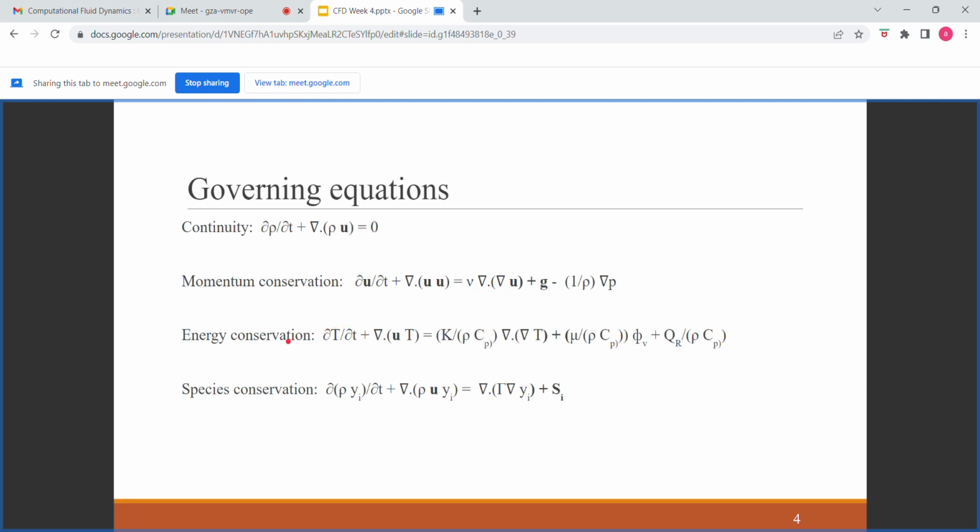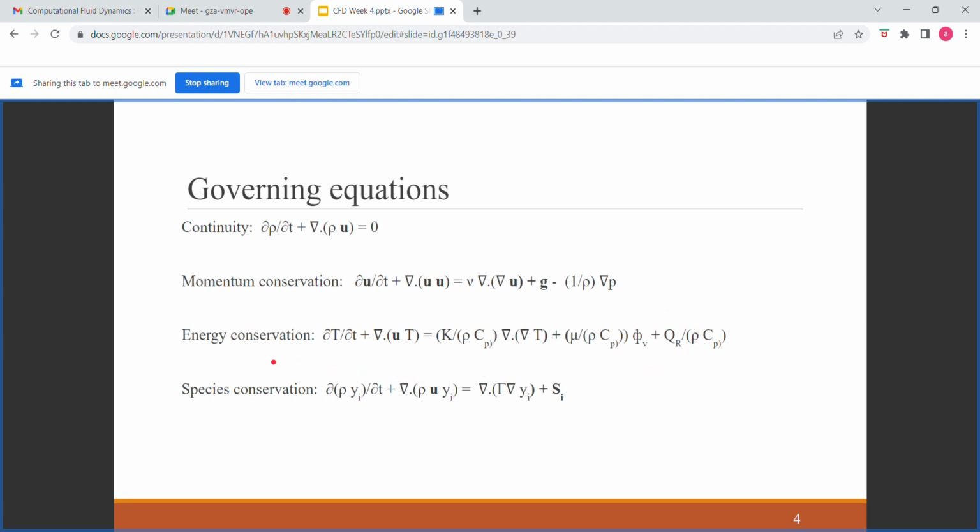And the energy conservation equation is given in this form: ∂T/∂t + ∇·(uT) = (k/ρCp)∇·∇T + (μ/ρCp)φ_V + Q_R/(ρCp). Here Cp is the heat capacity, k is the thermal conductivity, ρ is the mixture density, φ_V is the viscous dissipation term, and Q_R is the heat produced in the system.